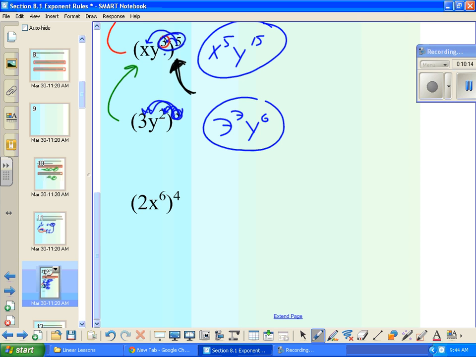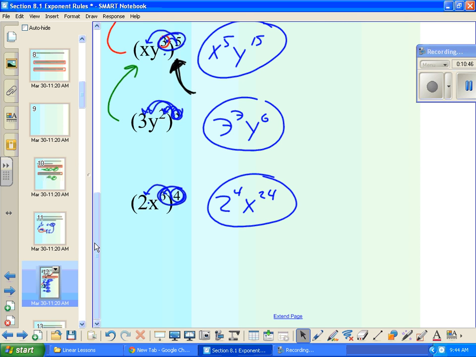Same thing with this next one. Whatever's in parentheses here, it's 2 times x to the 6th. That's to the 4th power. These things are really multiplied together. So what I can do is just apply the 4th power to each one separately. 2 to the 4th power, which is what I'll write, and then x to the 6th power. And if I take that to the 4th power, again, that's a power to a power. So I'm just going to multiply those two exponents together. So I'll get x to the 24th. There's the way I can write both of those answers.